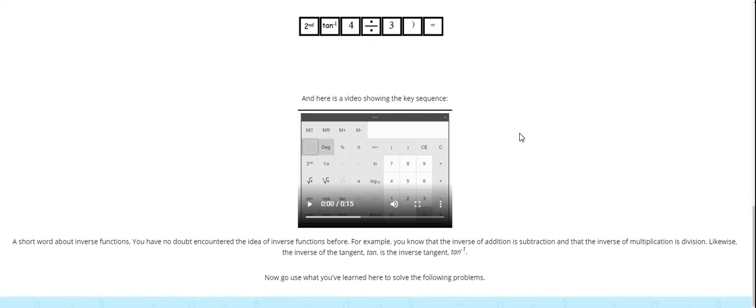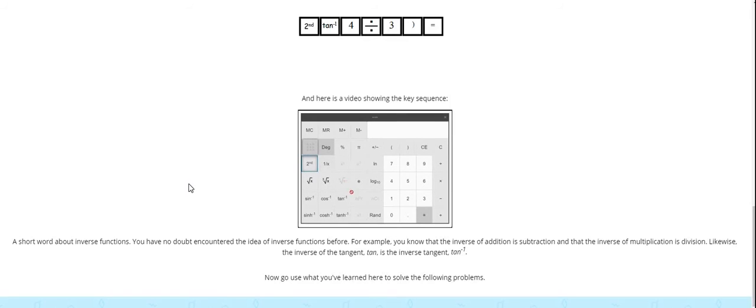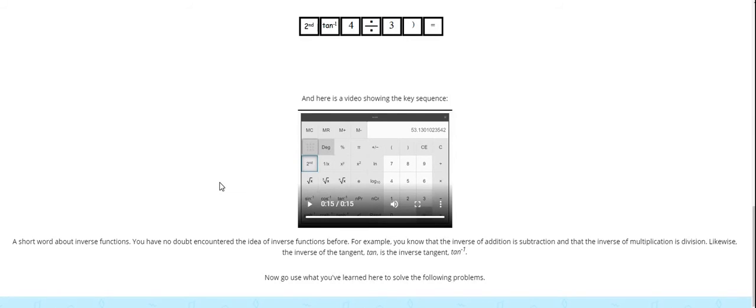And here's a video showing the keystrokes. Again, the keystrokes on the Schoology calculator are going to be second, inverse tangent, 4 divided by 3, close parentheses, equals. So here's the video. Second, inverse tangent, 4 divided by 3, close parentheses, equals 53.130 degrees.